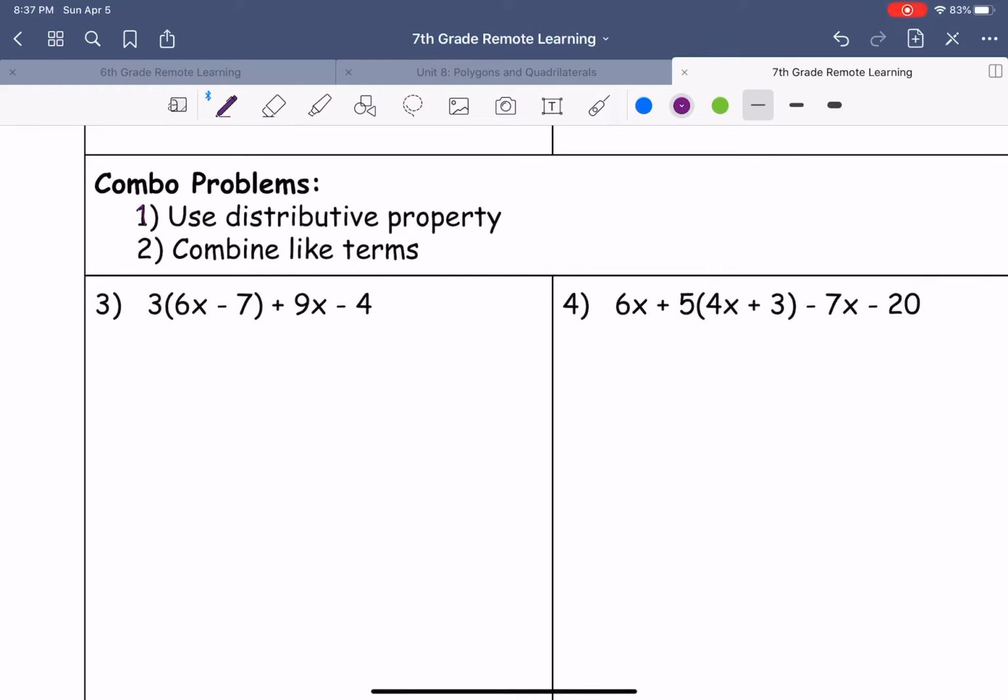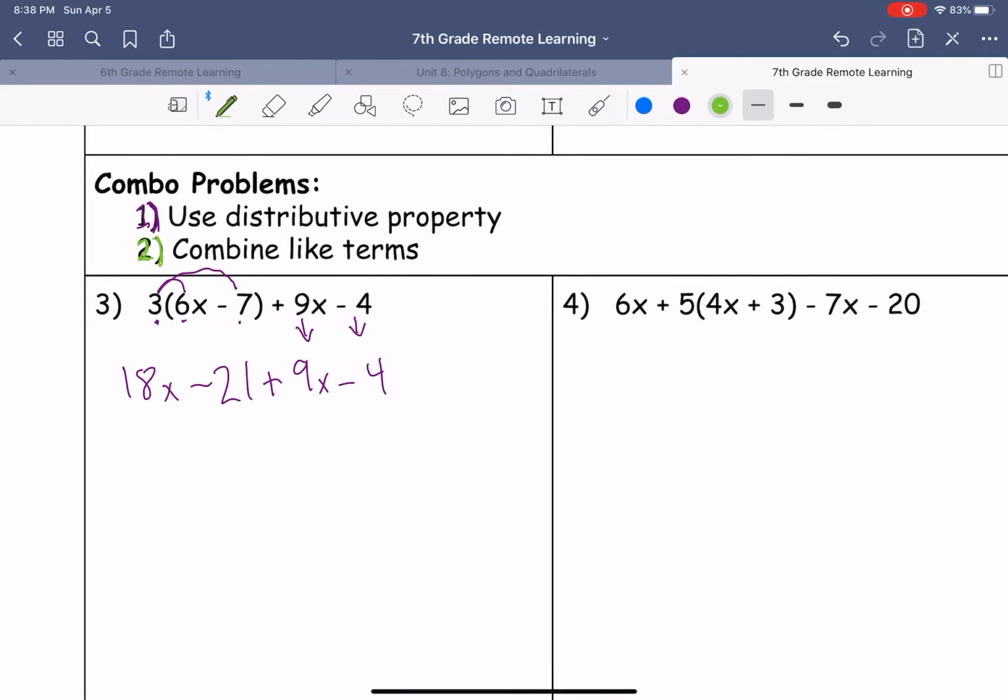So we remember that first, we're going to use the distributive property, and second, we're going to combine like terms because we multiply first with order of operations. So let's take this 3, multiply it here and here. 3 times 6 is 18, and bring the x, and then minus 3 times 7 is 21. And I'm going to bring down the other two pieces. So bring down plus 9x and bring down minus 4.